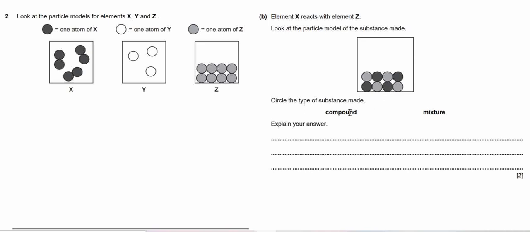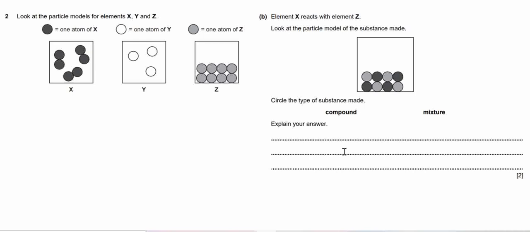Circle the type of substance made. Is it compound or mixture? And explain your answer. 10 seconds from now. 10, 9, 8, 7, 4, 3, 2, 1, 0.